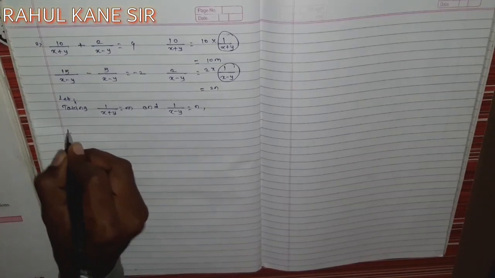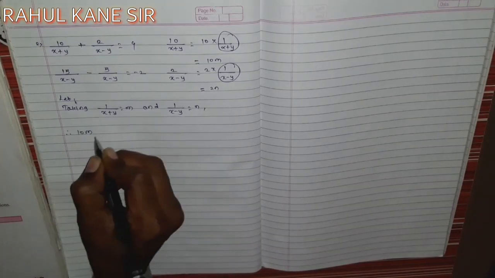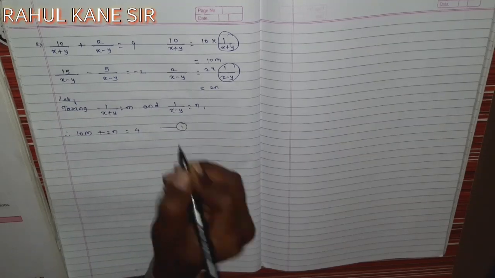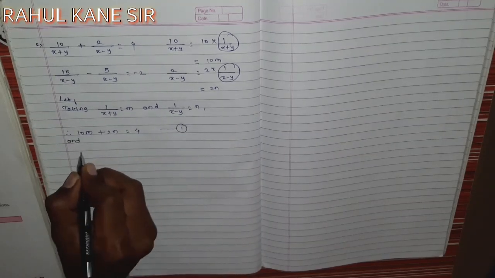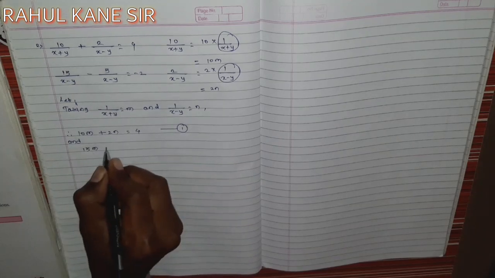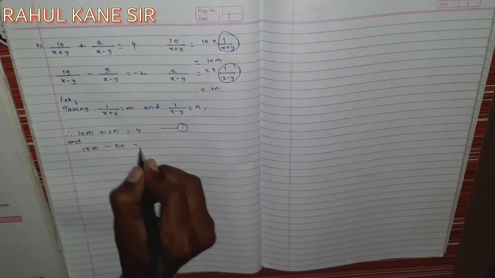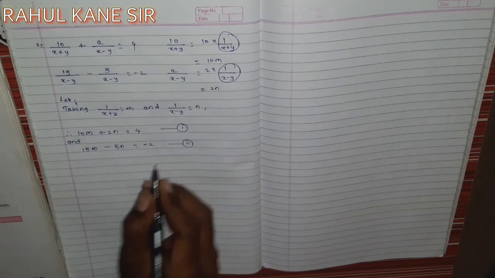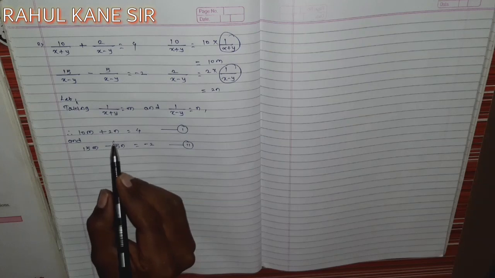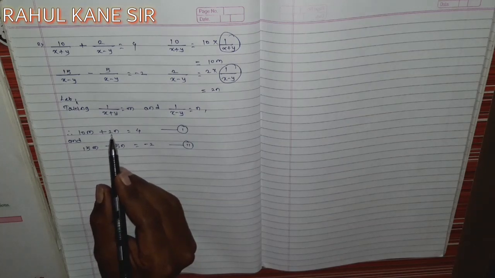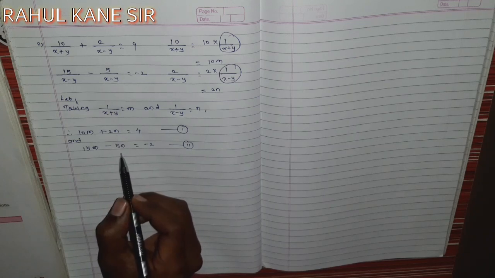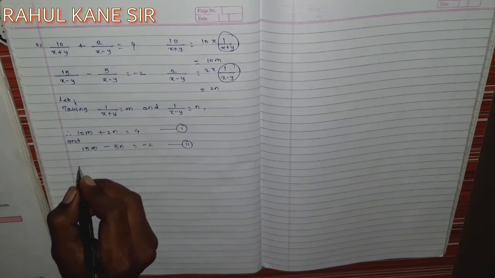Okay, so we get first equation 10m plus 2n equals 4, equation 1, and 15m minus 5n equals minus 2, equation number 2. To add or subtract any simultaneous equations, we have to make the same coefficient of any one variable, and here n has a different coefficient with a different sign, so we are going to multiply each equation by the other's coefficient.